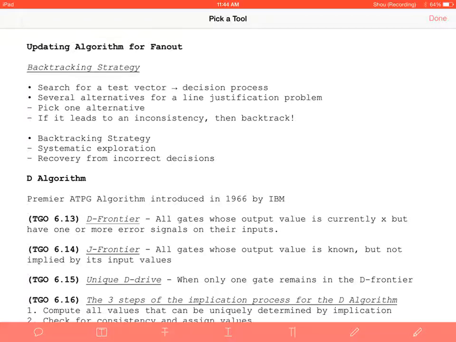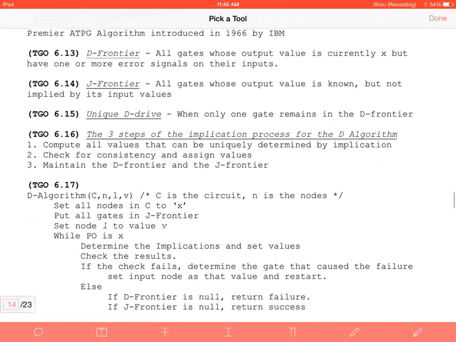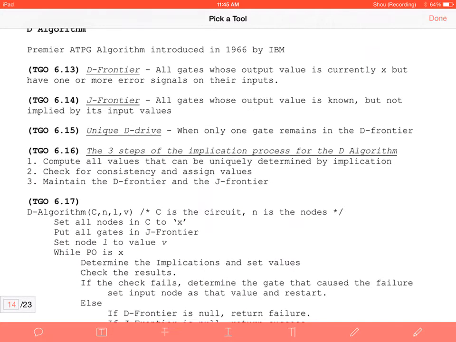Now the J frontier is all gates whose output value is known but are not implied by their input values. So we're going to have some sort of output combination, but it's not necessarily implied by the input values. We have unknown values or error values or a contradiction. And so the objective of the algorithm is to get everything out of the J frontier. And we're going to get down to this last thing known as a unique D drive. Let me scroll up here for those of you in the back. A unique D drive is when only one gate remains in the D frontier.